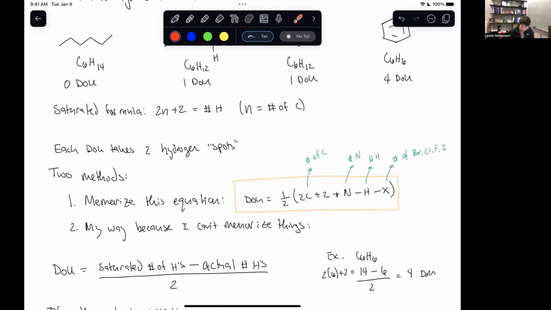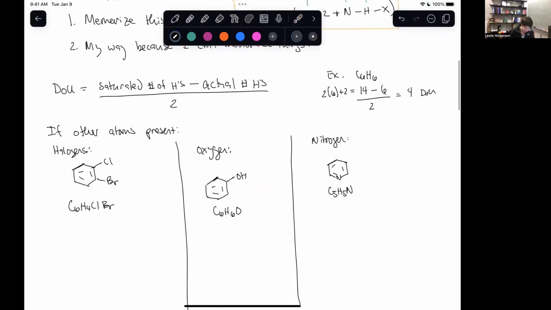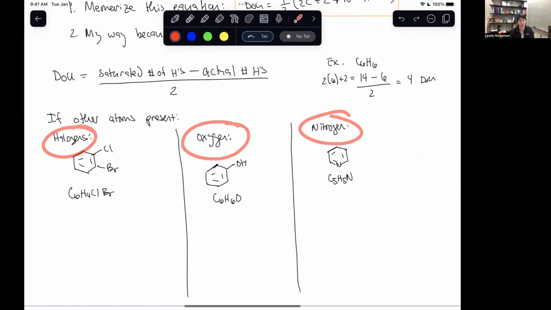So the thing that we have to keep in mind here is that if there are other atoms present, we need to make sure that we are taking those into account. So if we have other atoms present, the most common ones you're going to run into are halogens, oxygen, and nitrogen. Okay, so the nice thing is you can just draw up a structure. If you can draw a structure that includes some of those atoms, you can essentially derive how this all works just by visualization, because you can draw up one and then just check it yourself.